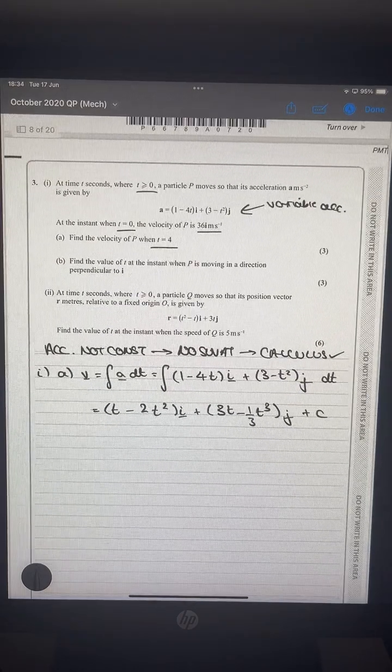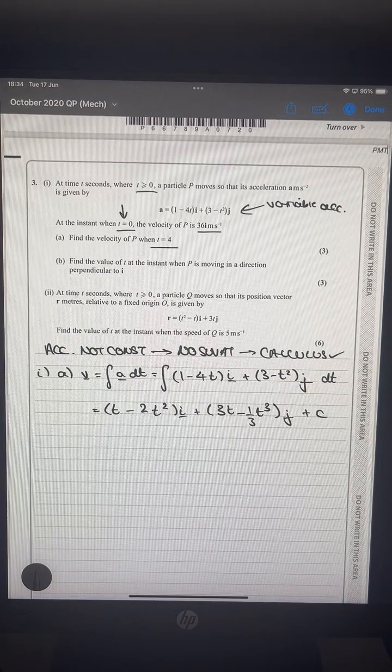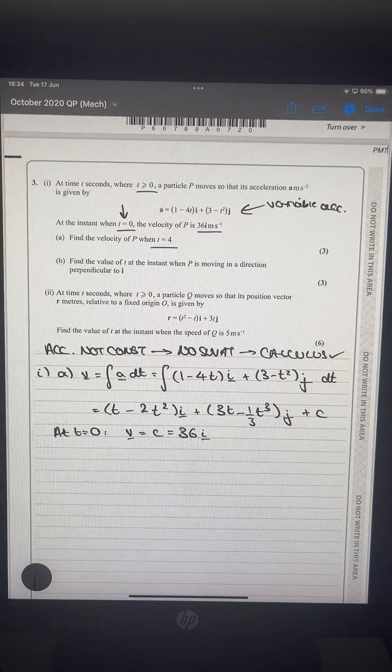All right, so how am I going to find the constant? Well, I need to see any conditions they've given me here. At time t equals 0, v is that. So at t equals 0, this is all going to be equal to 0, and this is all going to be equal to 0. The velocity is going to be equal to c, which is going to be equal to 36i. So this is my constant.